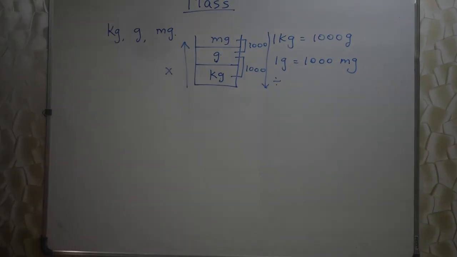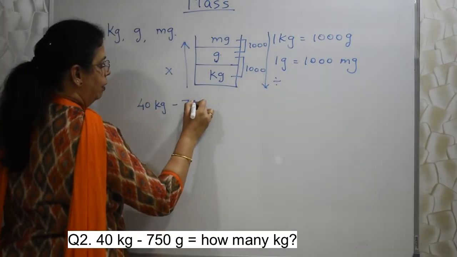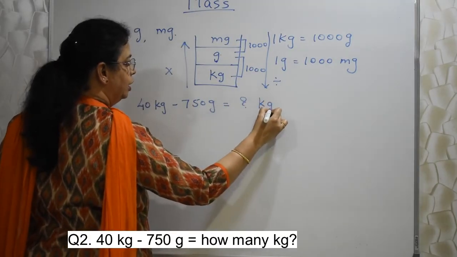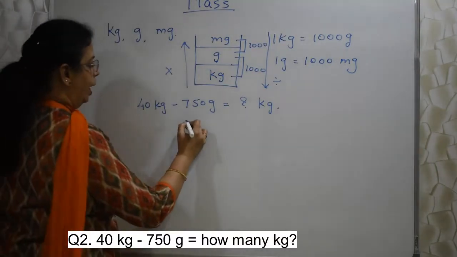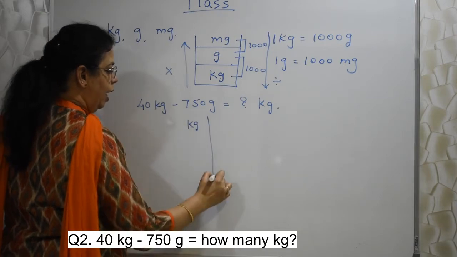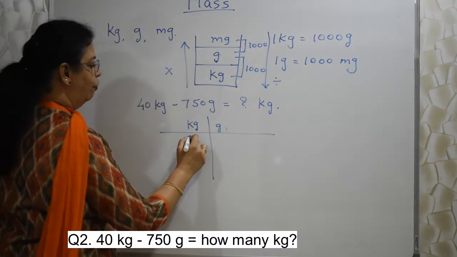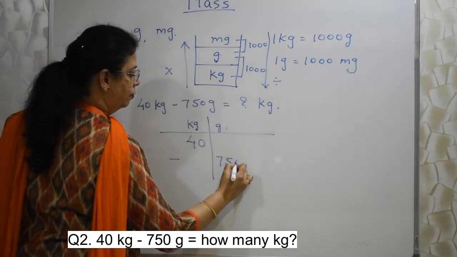40 kg minus 750 grams is equal to how many kg? This is the question. Student, always remember to write it in this form, kg and grams. G or gm, anything will do, okay? Here you have 40 kg minus 750 grams.